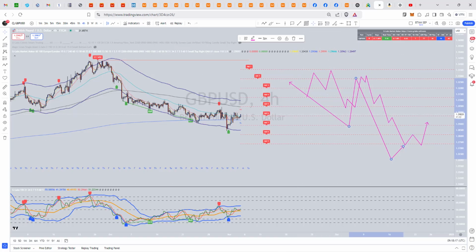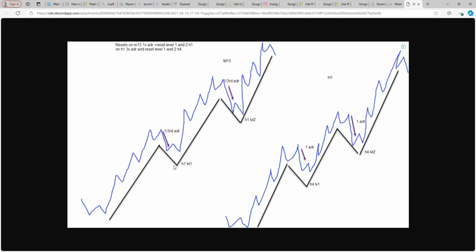Back to that drawing there. This explains it the best. I didn't draw it very well there. So yeah, you'll get your 3 levels, then and off you go.